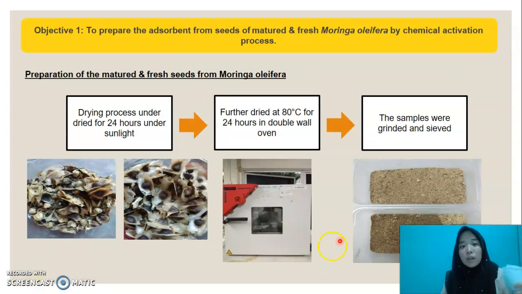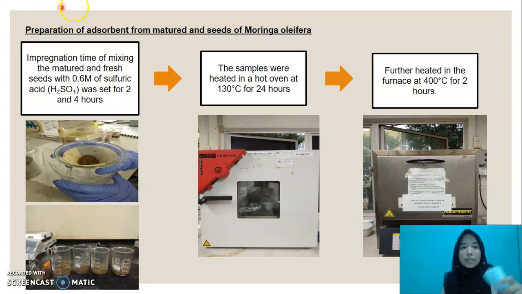This is the rough method for objective one, which is to prepare the adsorbent from the seeds. I dried it in the sunlight, and then I further dried it in the oven, and then the samples were ground and sieved. To produce the adsorbent, I mixed the seeds with H2SO4 or sulfuric acid, and the impregnation time was set for 2 and 4 hours. The samples were then heated in the hot oven and then further heated in the furnace.